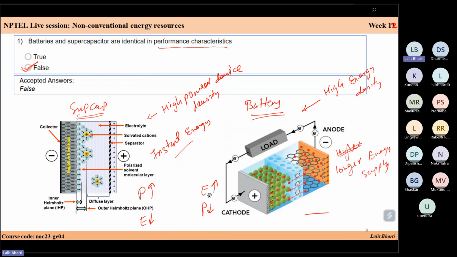Sorry, can you repeat? Difference between power density and energy density.